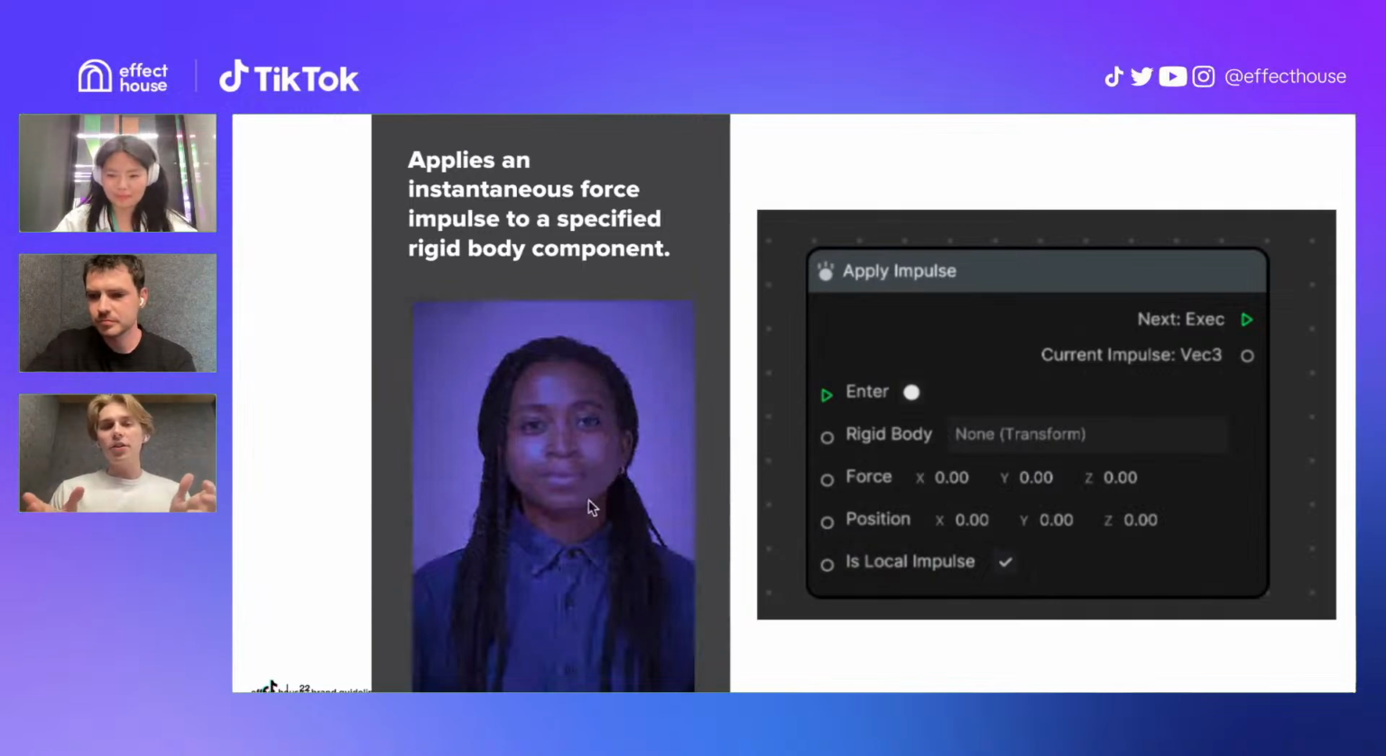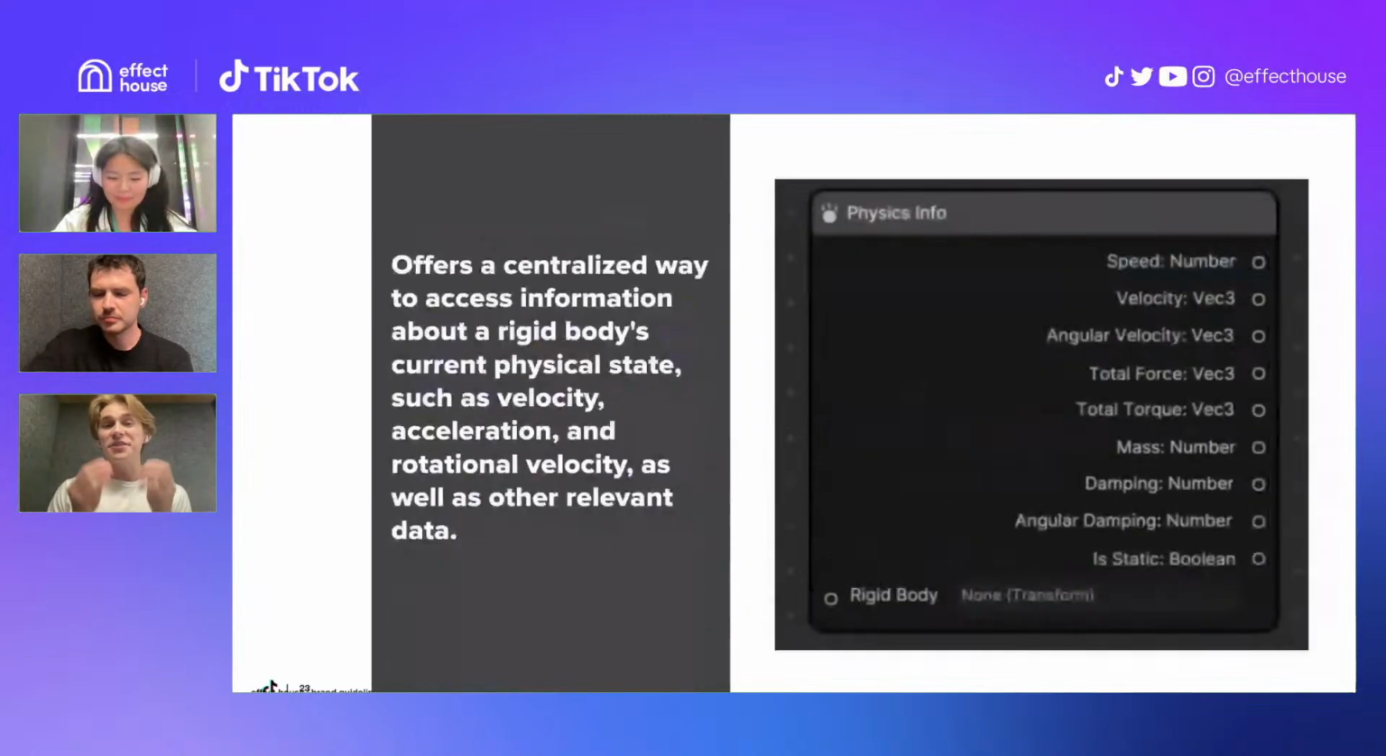The last node for the rigid body components is this physics info node, which offers a centralized way to access information about a rigid body's current physics state. So this is really helpful to get information like speed, velocity. You can imagine making a mini game where if the video creator gets over a certain speed or velocity, then they win the game or something happens. There's a lot of interesting use cases here, and this takes a rigid body component.